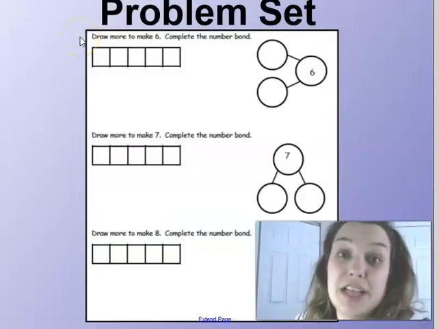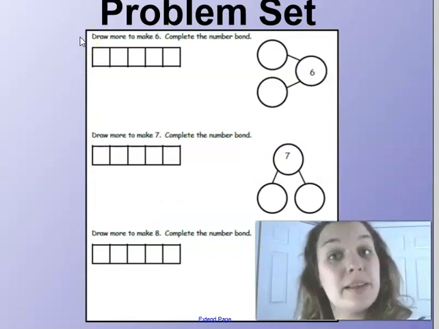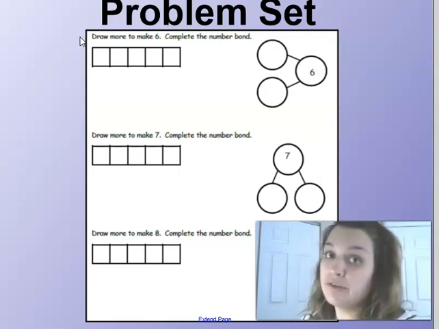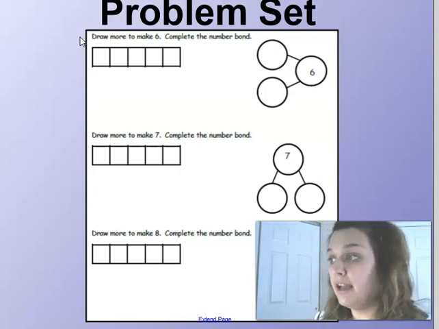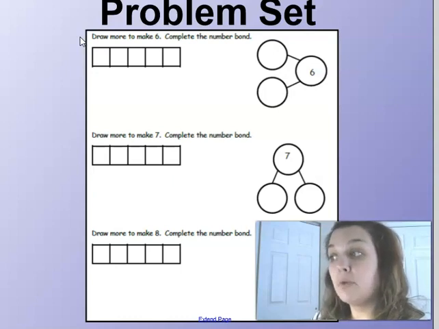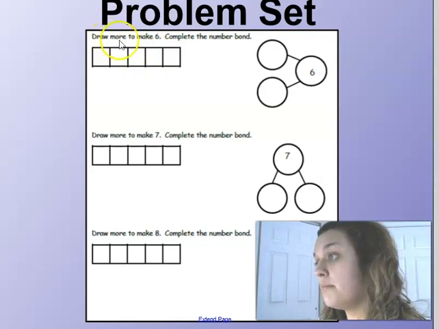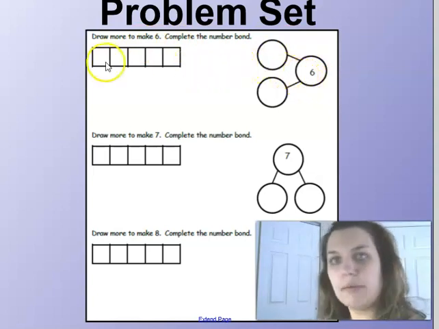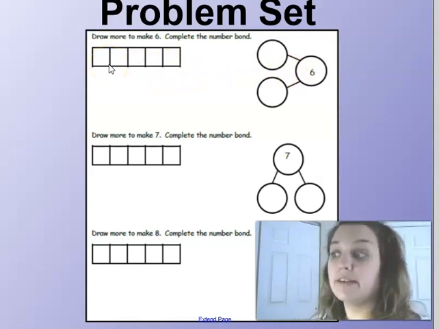You guys did such a great job during the lesson. I am so proud of you. Now it's your turn to do a little bit of practice because we know that practice helps us get better and better. So even if you struggled with it, keep trying and you'll get better. So for this problem set, you are going to draw some more cubes to make the number they say. So in this first question, it says draw more to make 6. And look at it, they have my whole over here is 6. So I know that I have to draw how many cubes? 6. And then complete my number bond with my 2 parts.